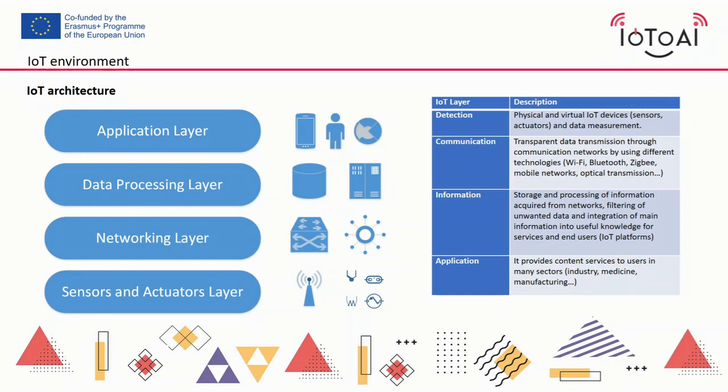Students will learn about the architecture of IoT. There are 4 different layers: application layer, data processing layer, networking layer, and sensors and actuators layer, also called detection layer. Each layer will be reviewed in depth.